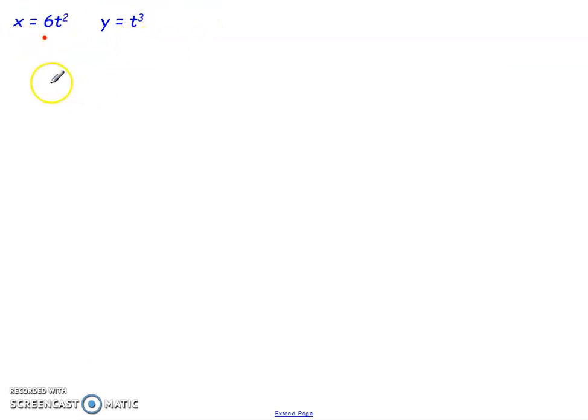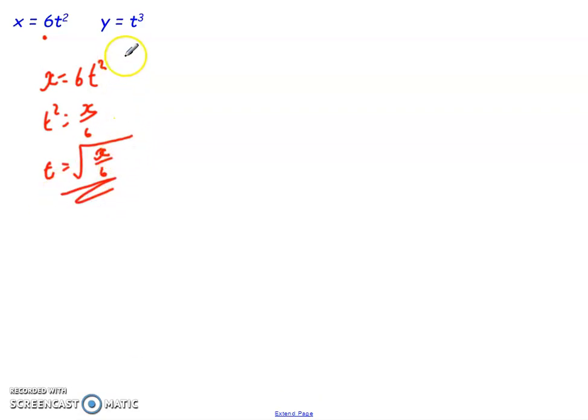So if we start with that, we've got x equals 6t squared. So in order to change t to being the subject of the formula, we get t squared is equal to x over 6. So t equals the square root of x over 6. So there you go, I've got t when I've written it in terms of x. What I do now is I substitute that back into the y equation. So for that, that would be y equals the square root of x over 6, cubed.